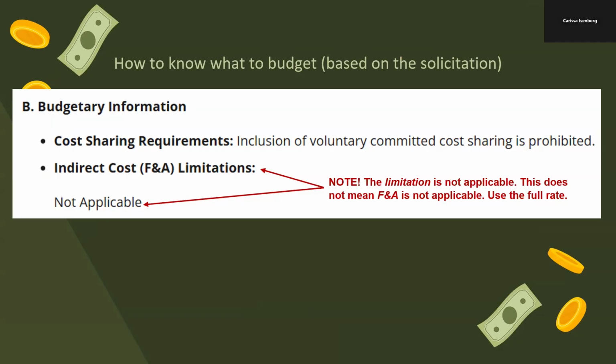So sometimes there isn't a limitation on indirect costs. Note where it says not applicable, it is saying the limitation is not applicable. It is not saying no F&A. This would use the full rate.